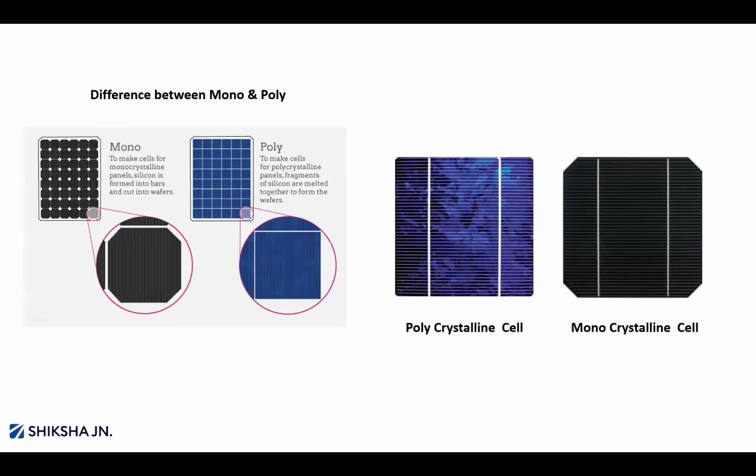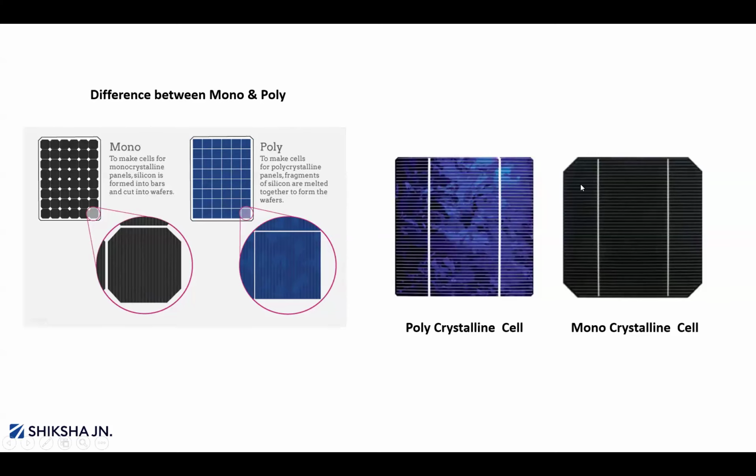You can see the difference between mono and poly. To make cells for monocrystalline panels, silicon is formed into balls and cut into wafers. This is why these monocrystalline modules give higher efficiency: they take a single silicon bar and make the cells. But in polycrystalline modules, you can see fragments of silicon are melted together to form the wafers, and after that they are cut into cells.